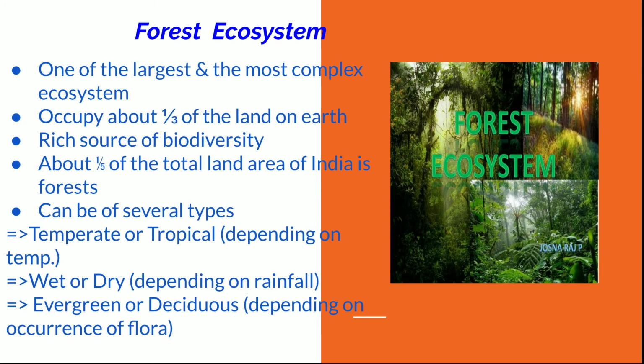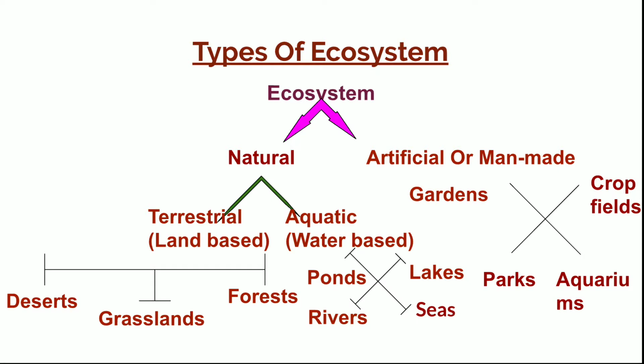There are two types of ecosystem. One is natural, another is artificial or man-made. The natural ecosystem has been divided into two types, terrestrial and aquatic. The artificial ecosystem has been created by man, like garden, park, aquarium, crop fields, etc.